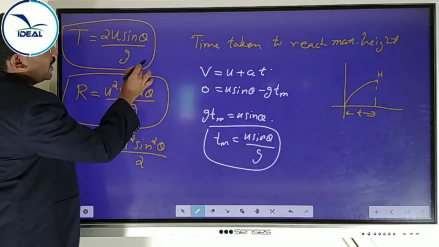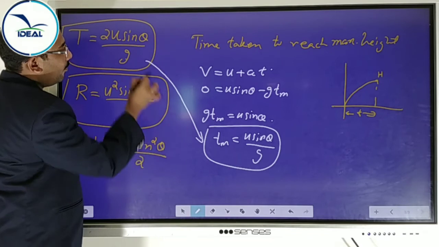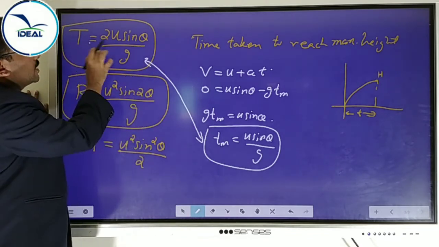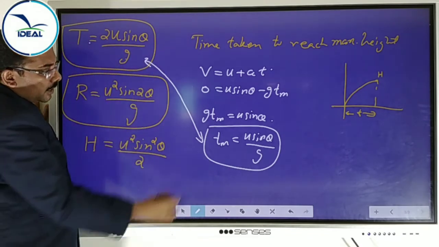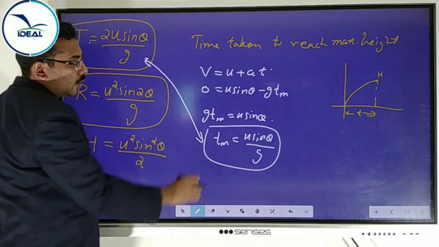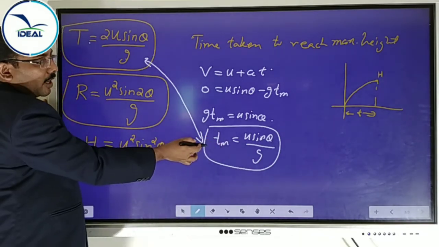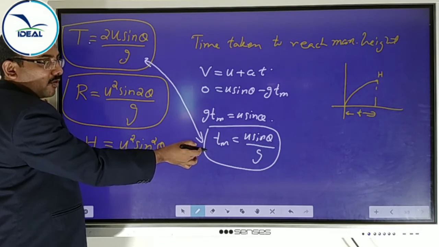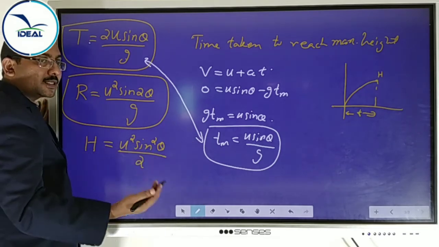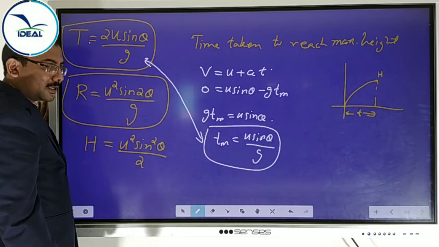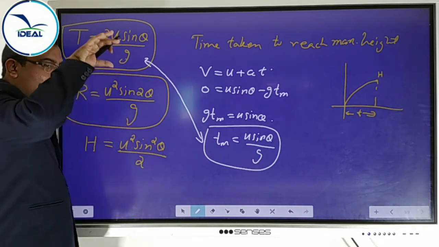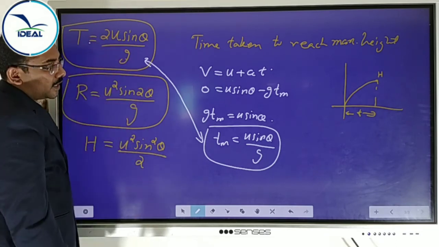What is the time of flight? Compare this to the time of flight. T is equal to 2u sin theta by G. Time taken to reach maximum height is u sin theta by G. That is half of the time of flight. Then the second half is taken to reach the ground, from maximum height to ground.